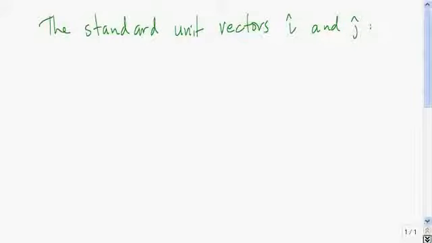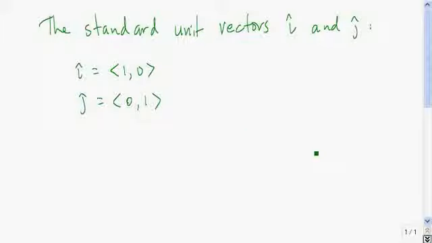Here I'm going to give a quick explanation of the standard unit vectors i hat and j hat. The hat on top of a vector tells you that the length of the vector, or its magnitude, is just 1. The vector i hat is the vector (1, 0). The vector j hat is the vector (0, 1).